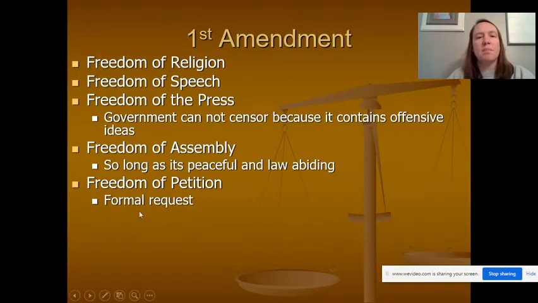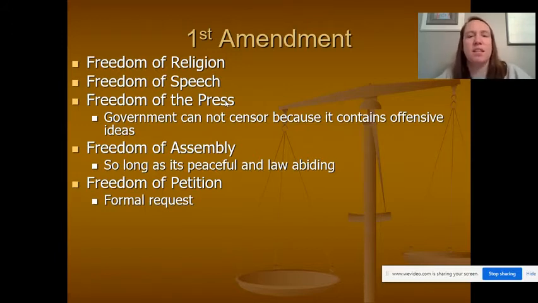So freedom of the press is the media. Now, back then, it would have just been the newspaper. That was it. But today, we added radio over time. We added TV over time. We've added the internet over time. So it's any type of media that basically can say whatever they want.